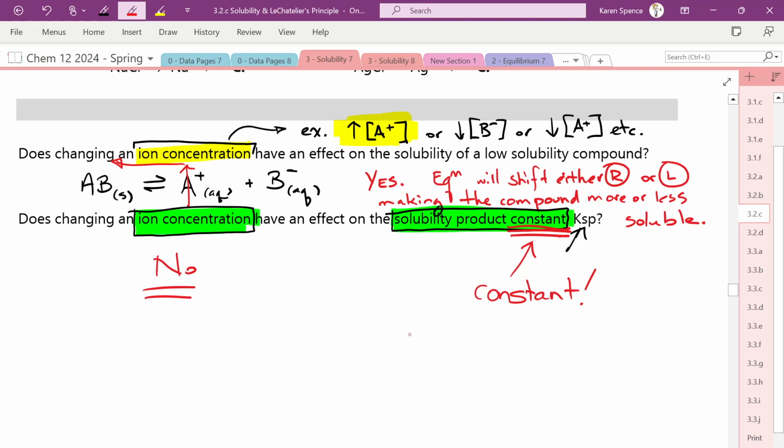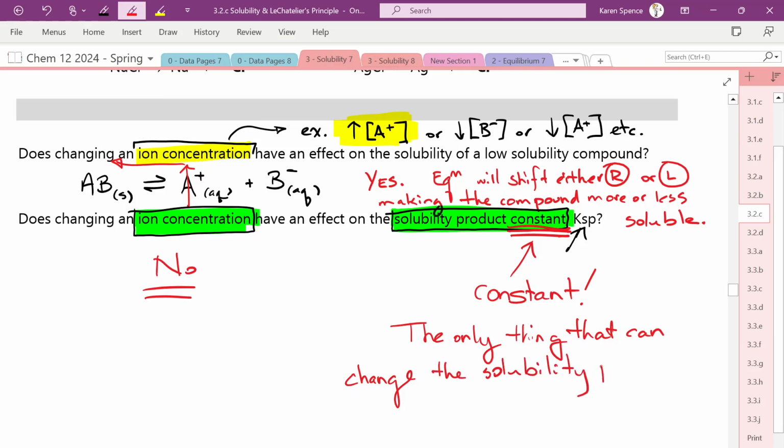And what's the only thing that can change Ksp? The only thing that can change the solubility product constant is temperature. Is that good?